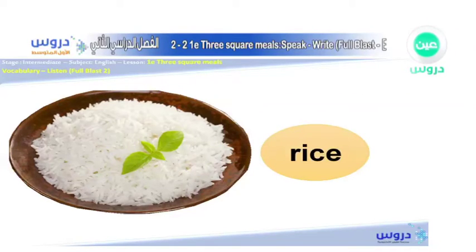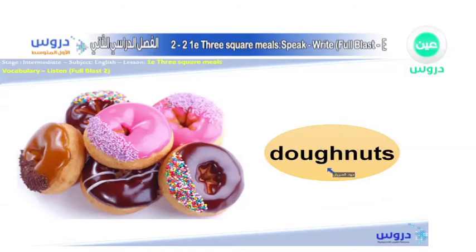Okay, so rice. Then we have donuts. Again, donuts. One last time, donuts. Some people have them for breakfast. They are full of sugar and they give you a lot of energy. It's called donuts, and I believe they look quite delicious in this picture.